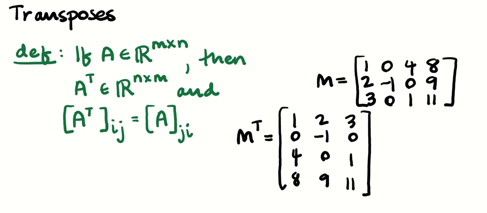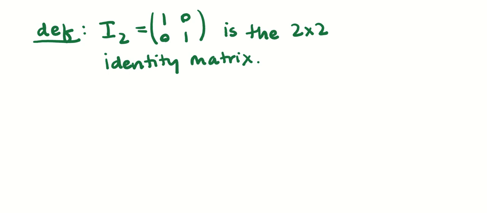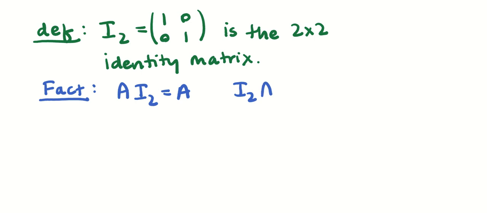That'll be something that we'll need later on in the course. Next, I want to tell you a little bit about identity matrices. So I2, which is 1, 0, 0, 1, is the 2 by 2 identity matrix. A fact is that, let's say A is a 2 by 2 matrix, but this is true in general: A times I2 is always equal to A. It's like multiplying by 1. It doesn't change the matrix. If A is a 2 by 2 matrix, then we can do both of these products, and again, both of these will be A.